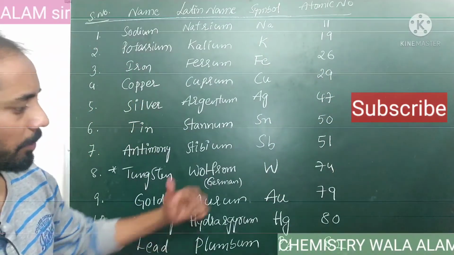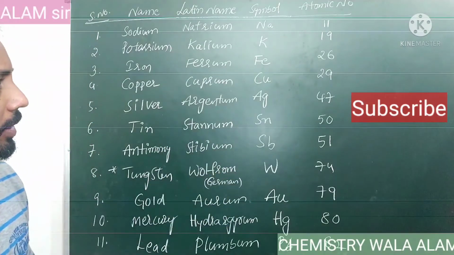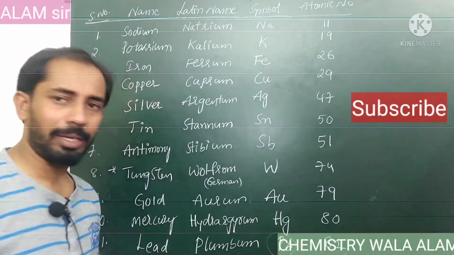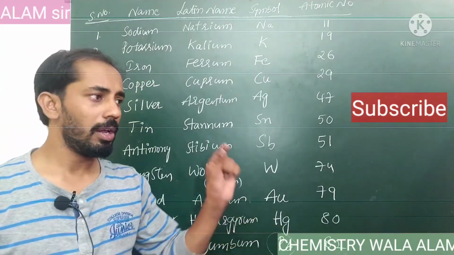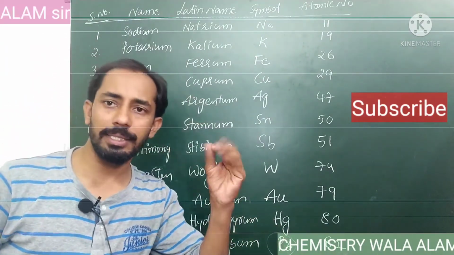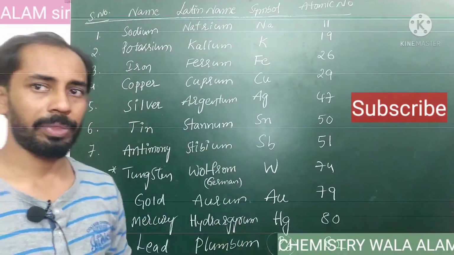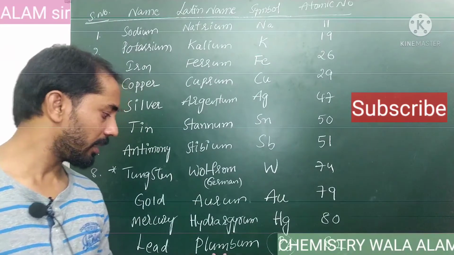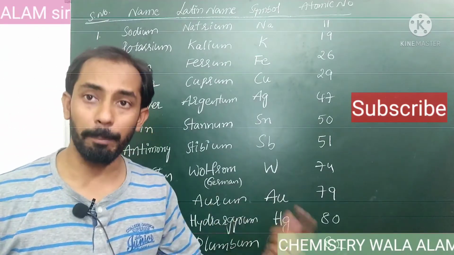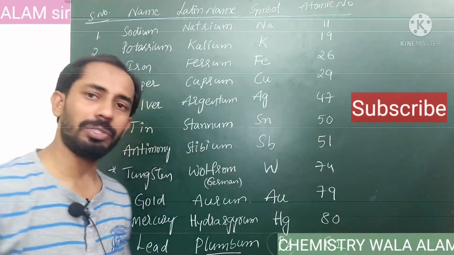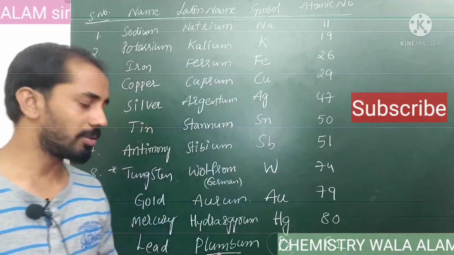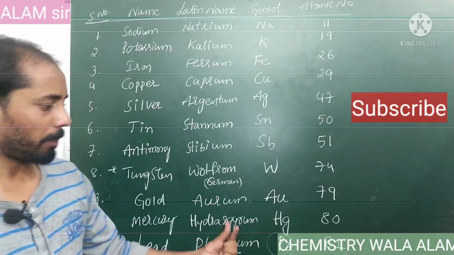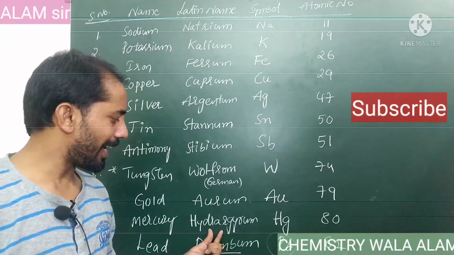Okay, here is some information regarding some elements. Plumbum is the element which was used in water supply pipes in ancient times. Words like plumber and plumbing come from this Latin name. The element used in the water pipes is called plumbum. Okay.